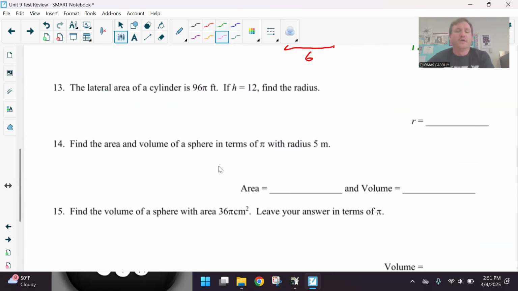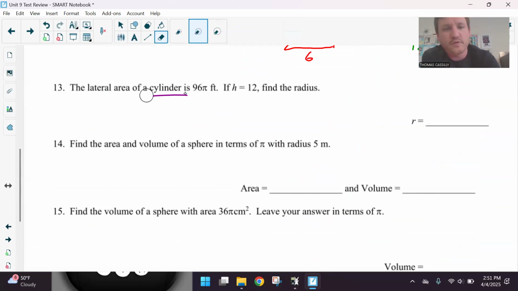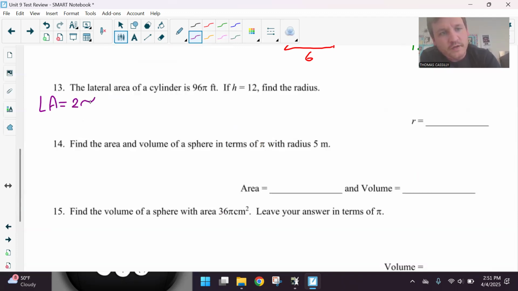All right, we got a few more here. This is going to require some formulas and some algebra. Lateral area of a cylinder is 96 pi. If the height is 12, find the radius. So a lot going on here. I'm going to stick with what we know. We know LA equals 2 pi r times h. That's our formula. Always start with the formula and then plug in what you know. So we got 96 pi equals 2 pi r and then a 12. So what I'm going to do is divide everything over.